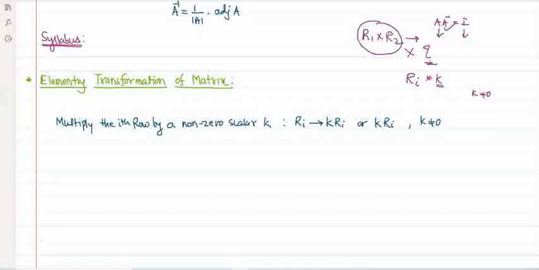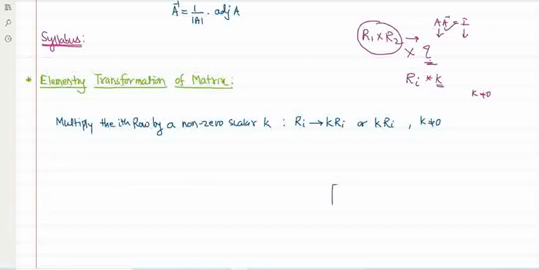Next one. If your mic is not working, you can write your answer in the chat box. Quick. What are the elementary transformations apart from this? We can add the rows. Okay, I will take that afterwards. Add rows: R1 plus R2, R1 minus R3 like that. That is possible.